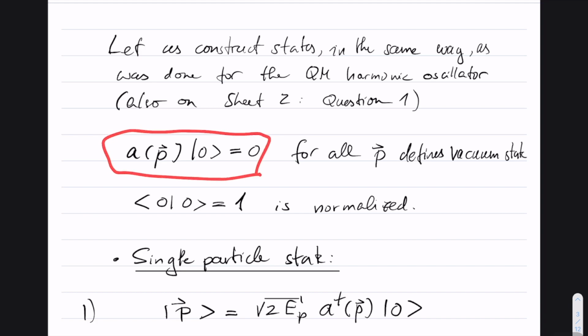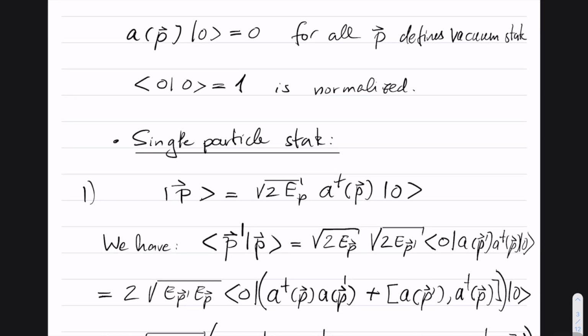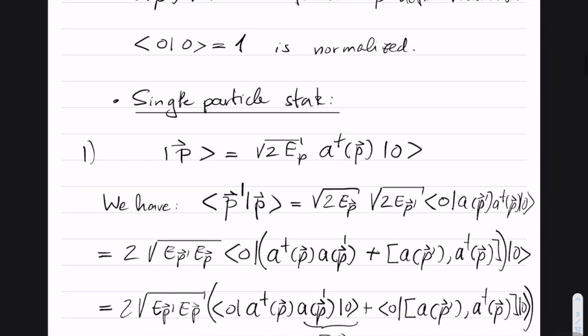First of all, the annihilation operator annihilates the vacuum, also here, for any p. The vacuum state is by definition an empty state here. The norm of the vacuum state, on the other hand, is 1. We define it to be normalized.